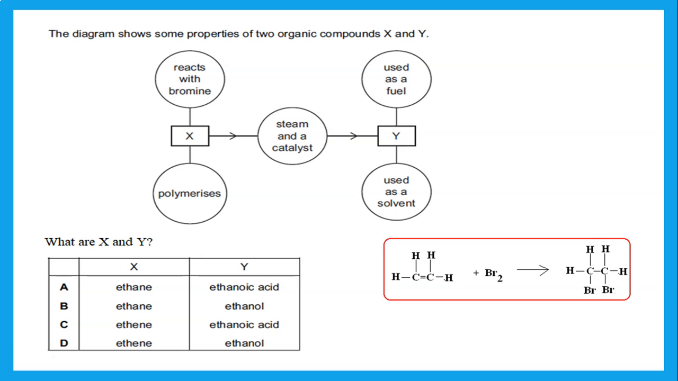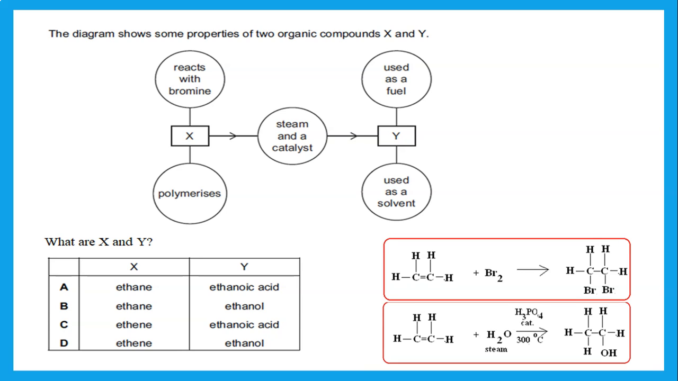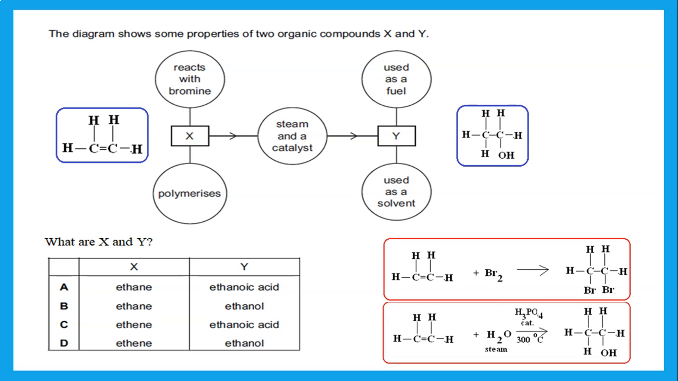If I add water to ethene, it forms ethanol. So X, it says it reacts with bromine. Yes, we said X must be an alkene because alkenes react with bromine and change the color from reddish brown to colorless. Now, we also know that alkenes react with water to form what? To form the corresponding alcohol. So ethene will react with steam and a catalyst to form ethanol. So my answer is D.